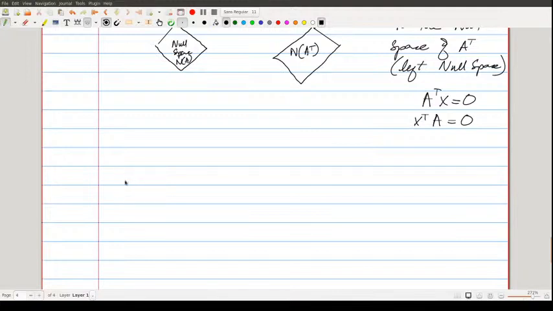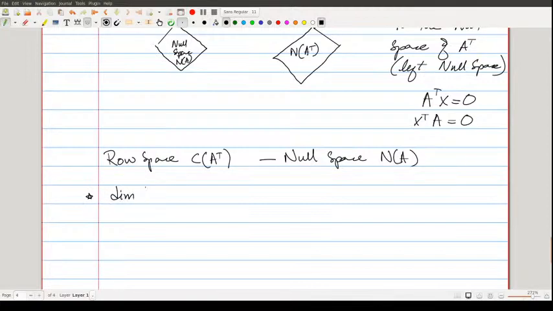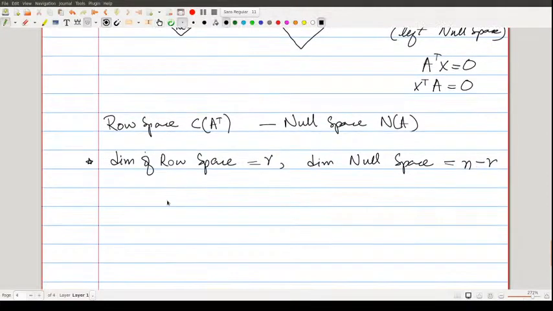So here's what we know about the row space. The relationship between row space, which is C of A transpose, and null space N of A. The first relationship is that the dimension of row space is equal to r, and the dimension of null space is equal to n minus r. And the relationship that we've just discovered is that both spaces are orthogonal to each other. The null space is orthogonal to the row space.